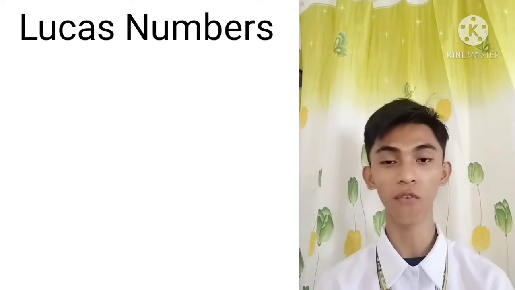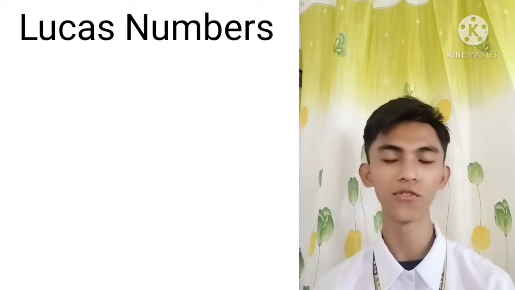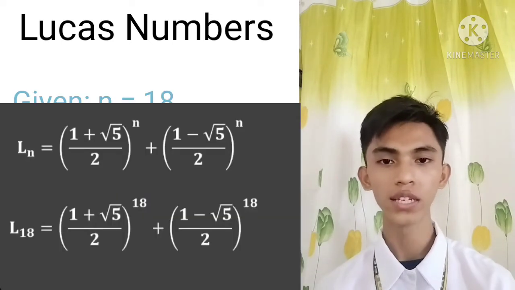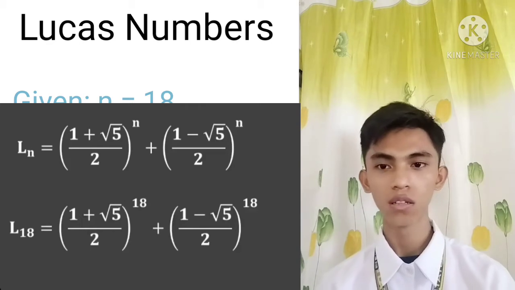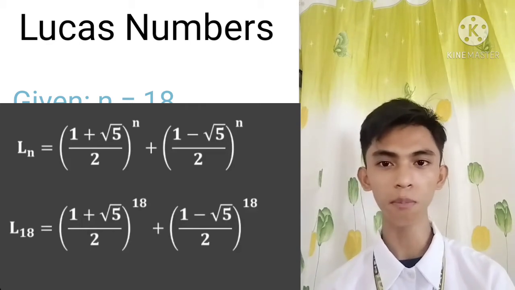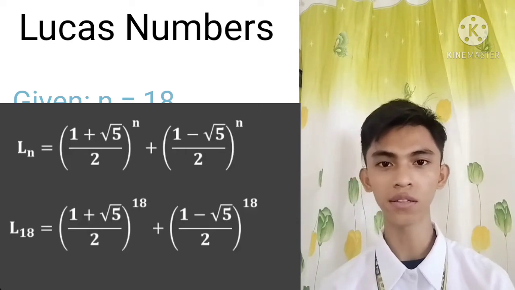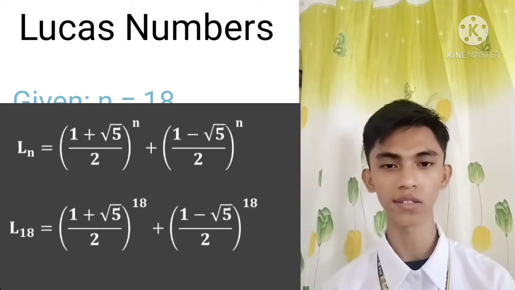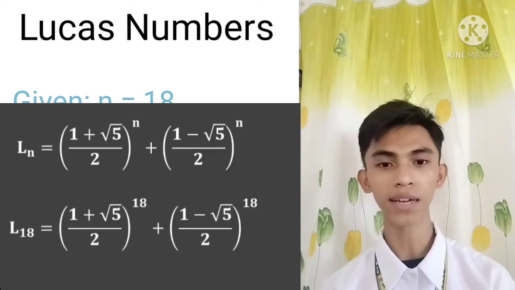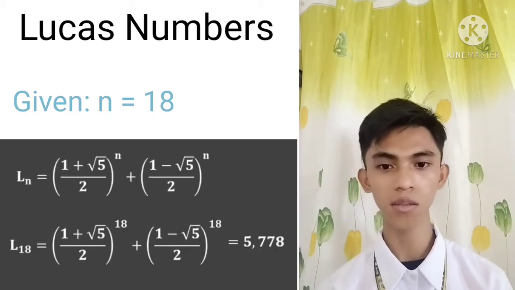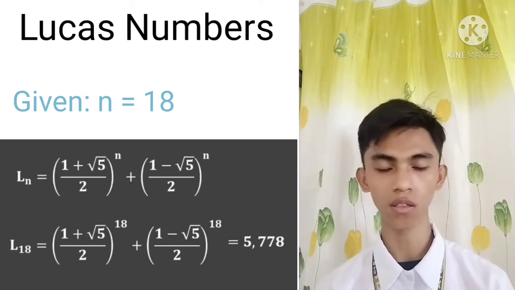So let's continue to find the 18th term of the Lucas sequence. Just substitute the n with 18. So Lucas 18th term is equal to the quantity 1 plus the square root of 5 over 2, raised to 18, plus the quantity 1 minus the square root of 5 over 2, raised to 18. So we get 5,778, which is the 18th term.